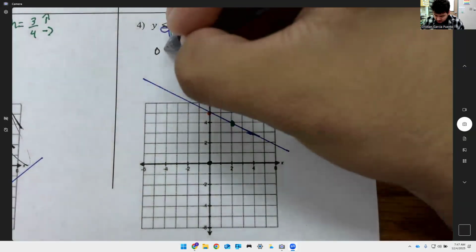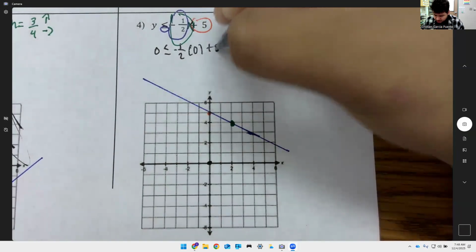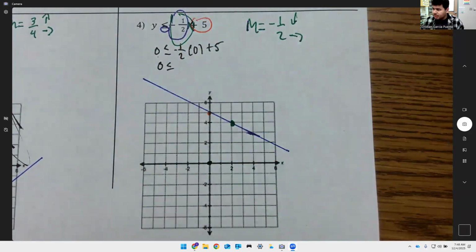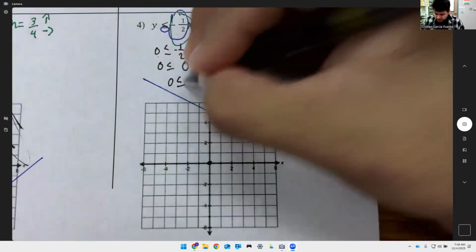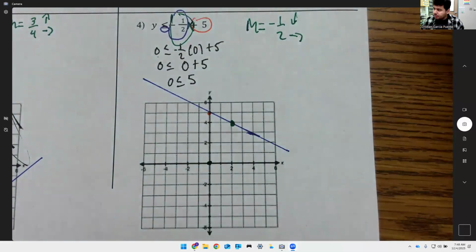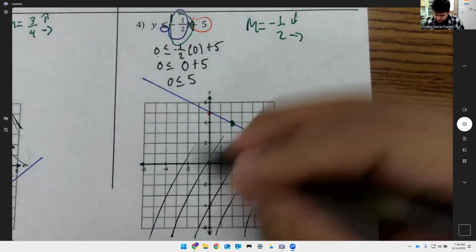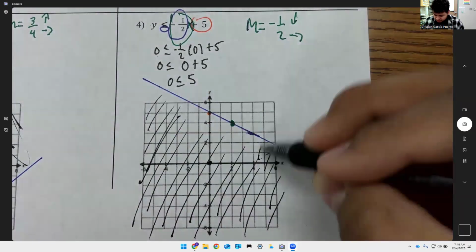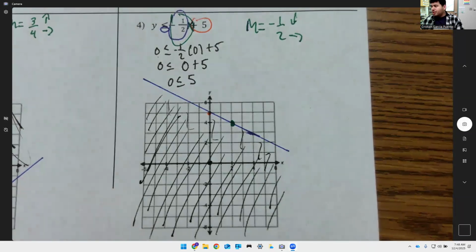So it's going to be 0 is less than or equal to negative 1/2 0 plus 5. Now, over here, the 0 stays the same. What's 0 times anything? Again, just 0. So 0 plus 5. And then what's 0 plus 5? That's just 5. So is 0 less than or equal to 5? Yes, 0 is smaller than 5. So we're going to be shading this side, the side where the 0 is at. So you just be shading it, and you are done. That's all. So hopefully you guys are able to do this.